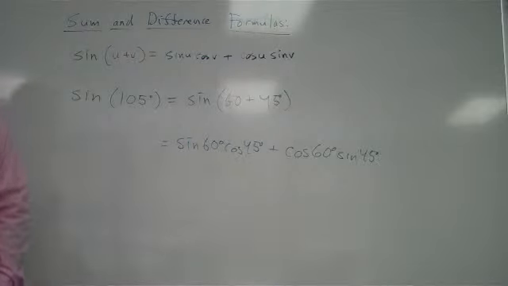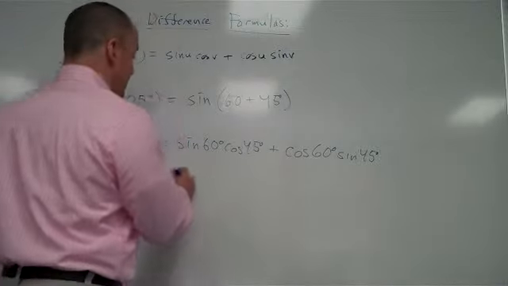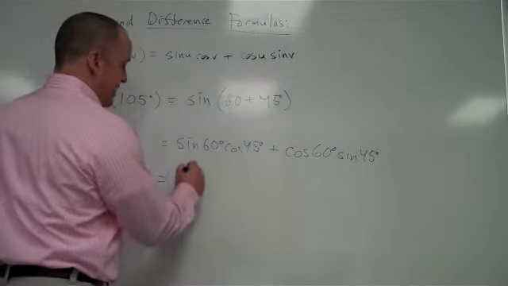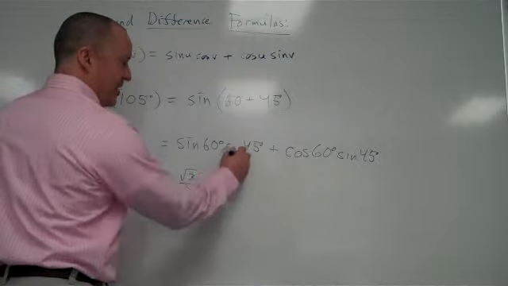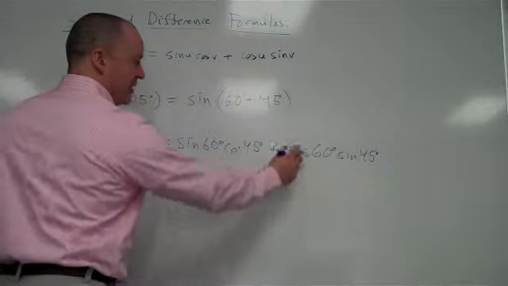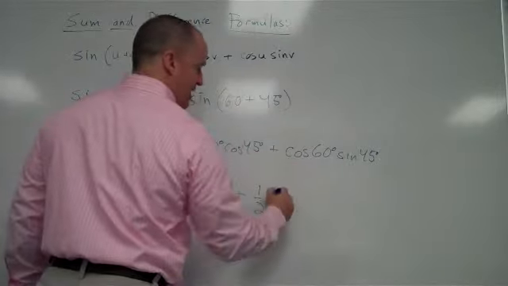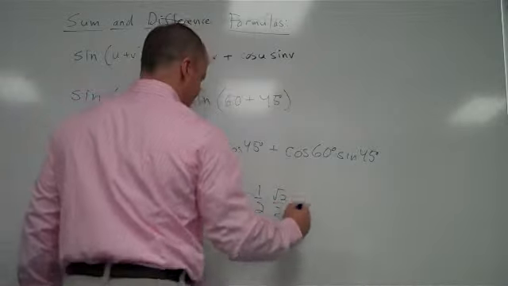Because from here, you should know off the top of your head from the chart, or be able to refigure them. The sine of 60 degrees is square root of 3 over 2. The cosine of 45 degrees is square root of 2 over 2. The cosine of 60 is 1/2. And the sine of 45 is root 2 over 2.